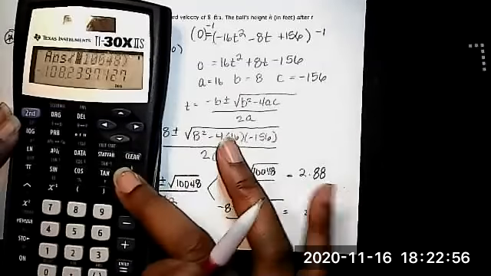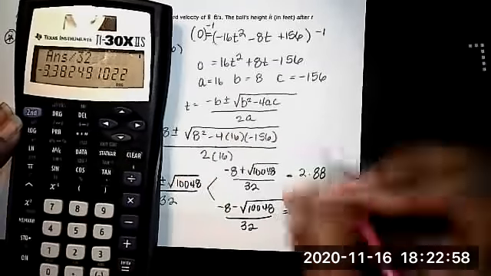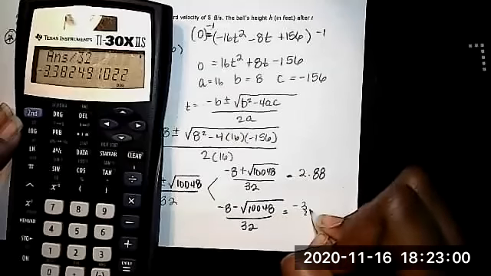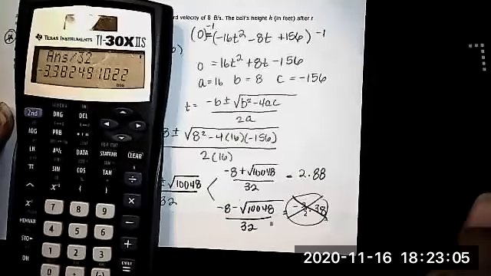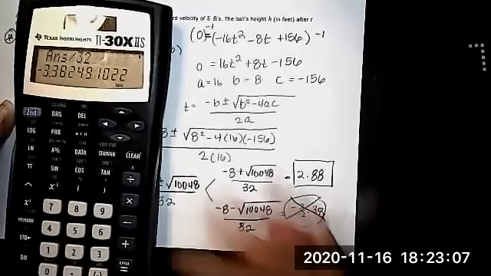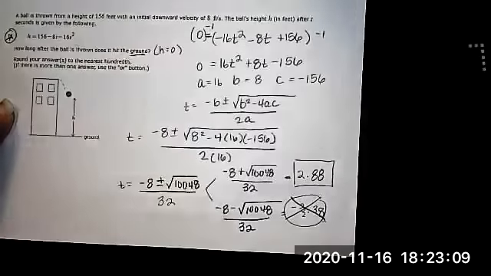Get that answer and then divide that by 32. It looks like it's going to be negative. Yes, negative 3.38, which doesn't really matter. If it's negative, we cannot use it. We can only use the positive. So your answer there is just positive 2.88.